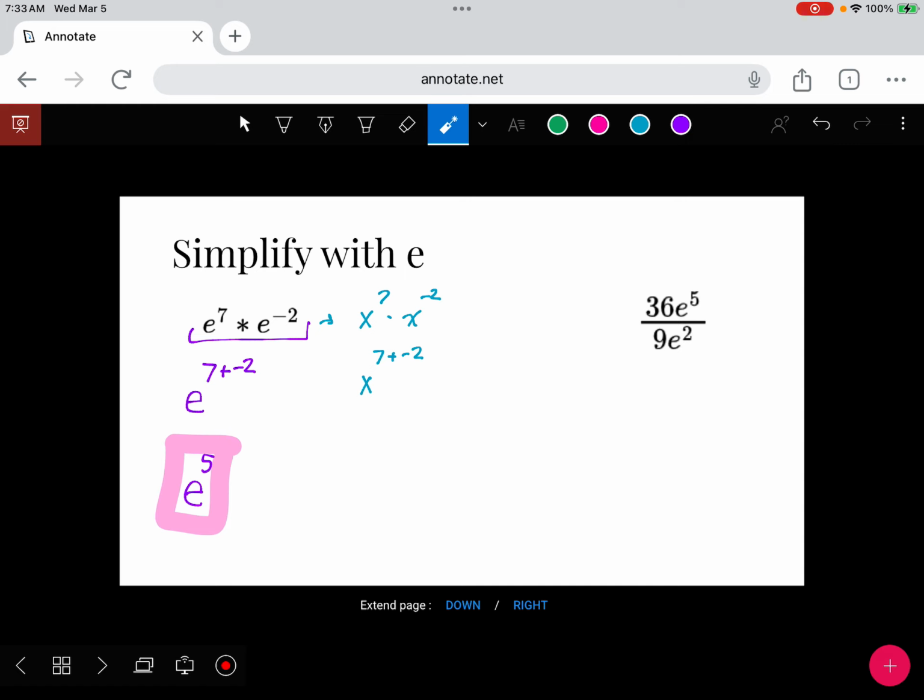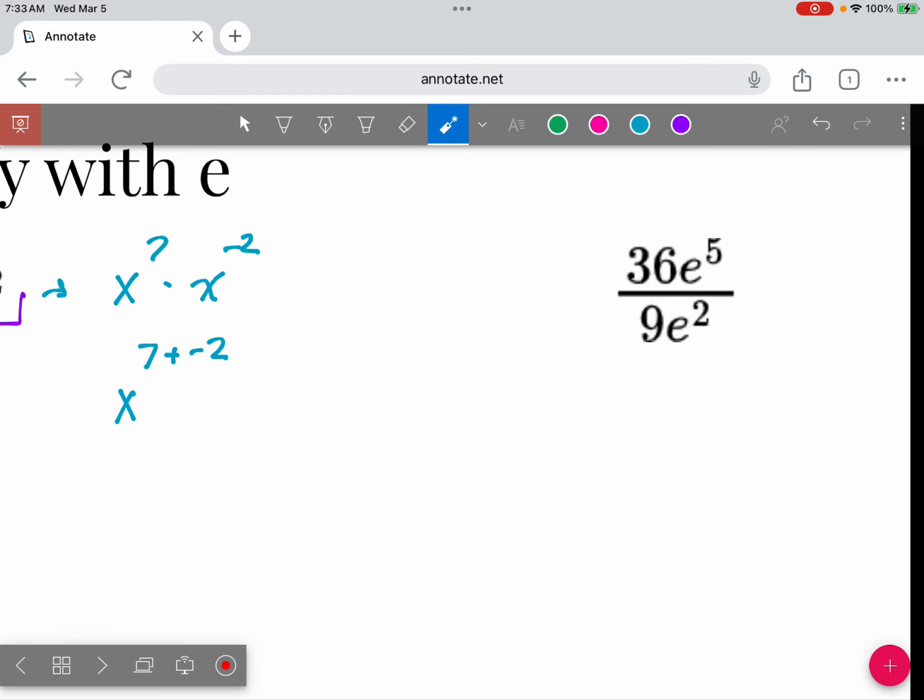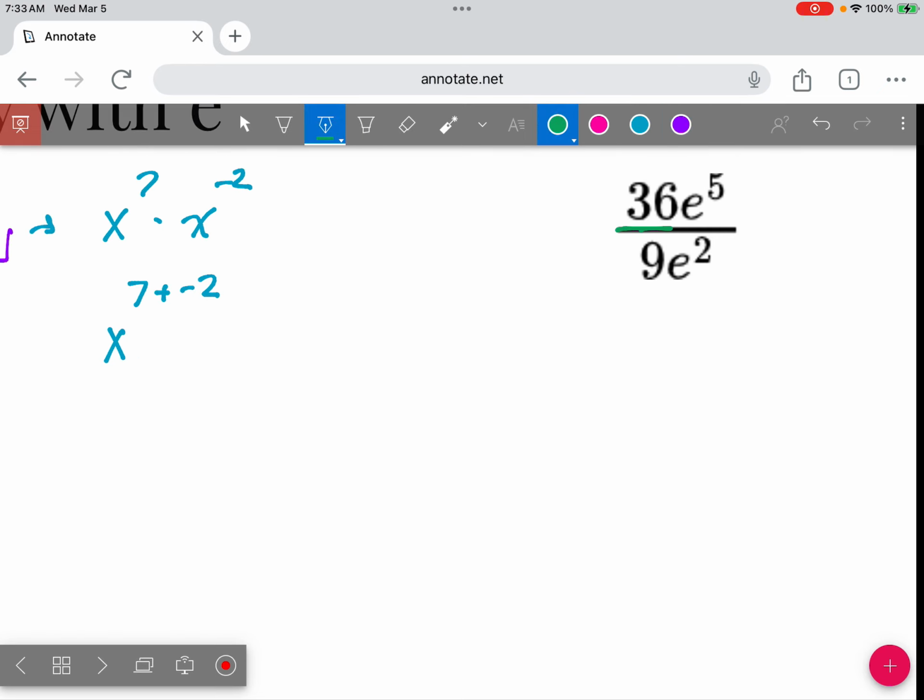What can we do over here? Remember, treat our e's like they're x's. What would we do if this was 36x to the 5th over 9x squared? We would see if 36 can be divided by 9. That is an excellent place to start. Can 36 be divided by 9? Yes. What do we get when we divide our 36 by 9?